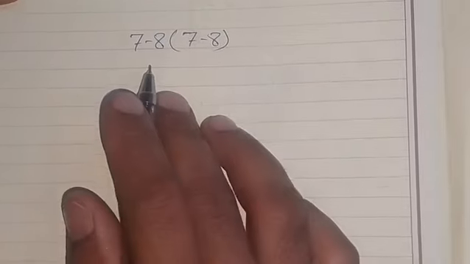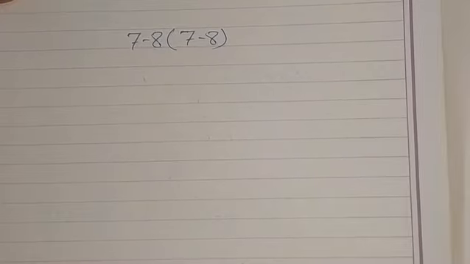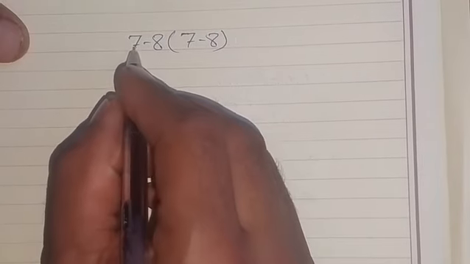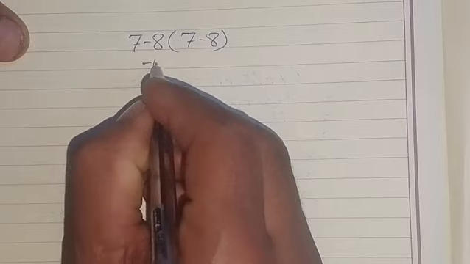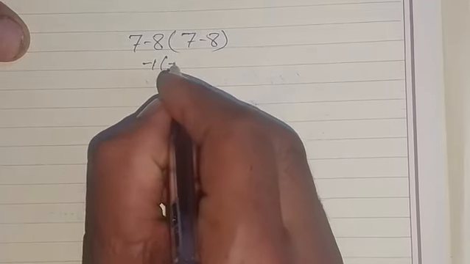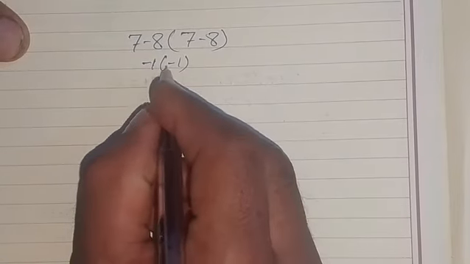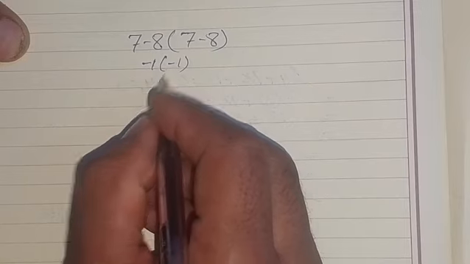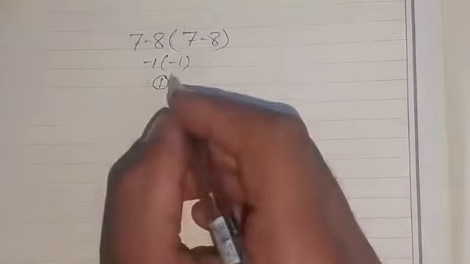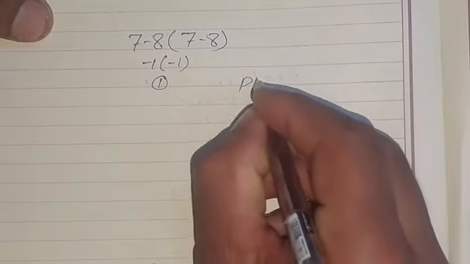Today we find the value of this fraction: 7 minus 8 parenthesis 7 minus 8. If we solve it directly, 7 minus 8 gives us minus 1, and 7 minus 8 gives us minus 1, and minus into minus gives us plus, so it is plus 1. So the answer is plus 1. So it's not correct. We solve it by the rules of mathematics, PEMDAS.